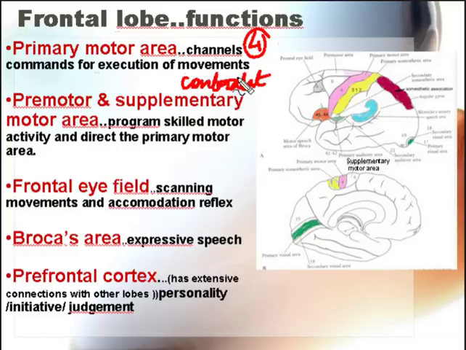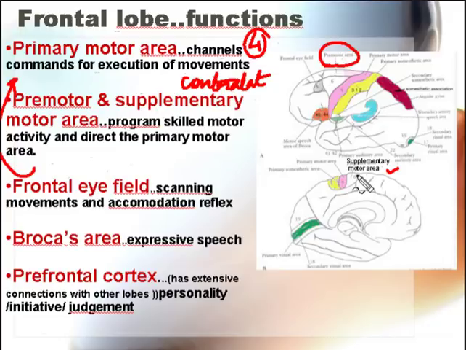Next is the premotor and supplementary motor areas. These program skilled motor activity, and actually they direct the motor area, telling it what it needs to do. The premotor and supplementary motor areas are the areas which you see here. The supplementary motor area is on the medial aspect. What they do is generate programs for motor routines, and these are necessary for skilled voluntary activity, for example reaching for a pen, picking up something from the floor, kicking a ball, all of these.